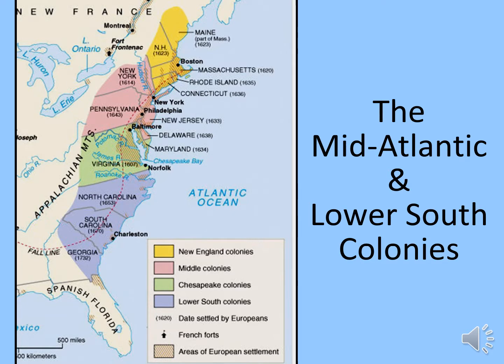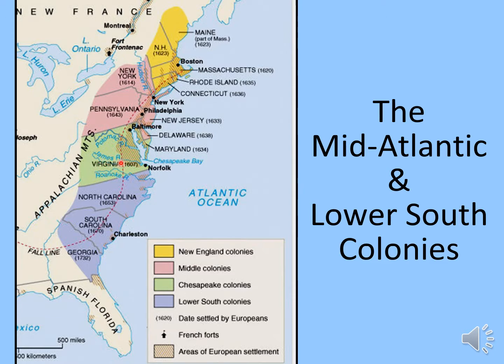So if you want to understand what we're talking about when we talk about the middle and lower colonies, I can put my pointer on here. Let's see if I can pull it up. Here we go. Laser pointer. All right. So the middle colonies are right here in New York, New Jersey, Pennsylvania, this area here, Delaware. And then you have your southern colonies.